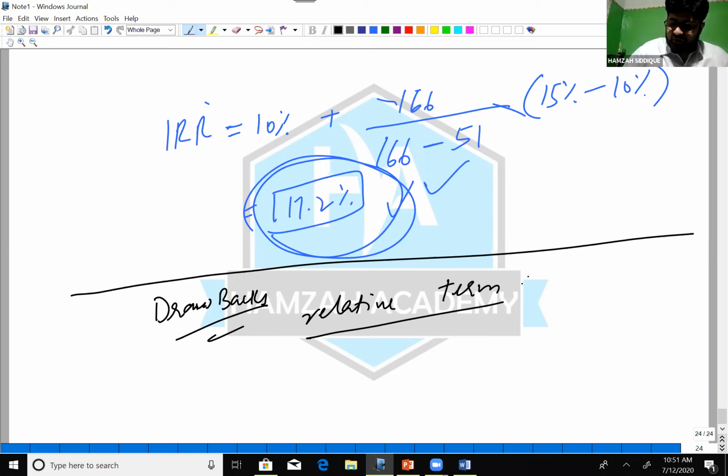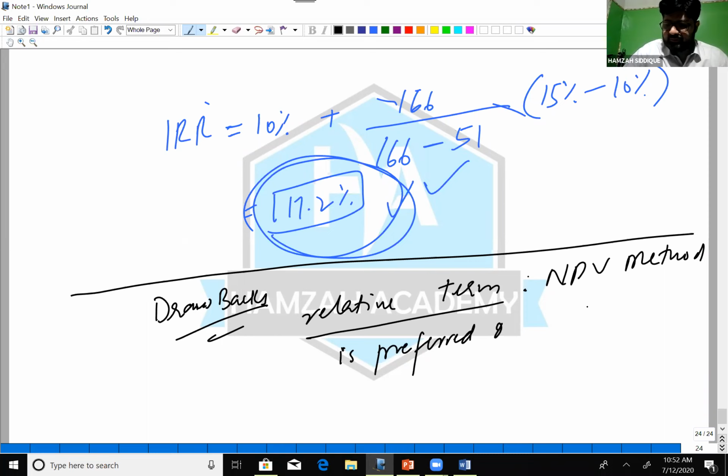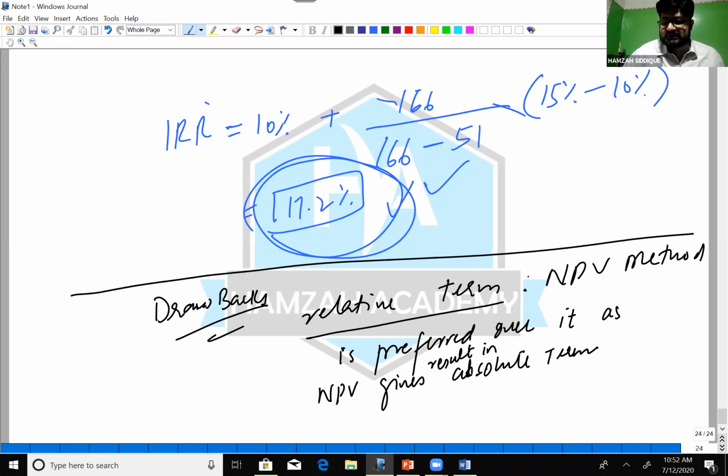Now, so the NPV method is preferred over it, as NPV gives an absolute answer, gives result in absolute terms. Now I will explain it.